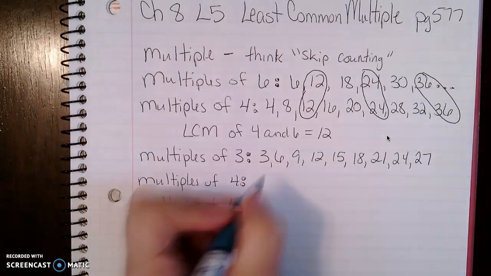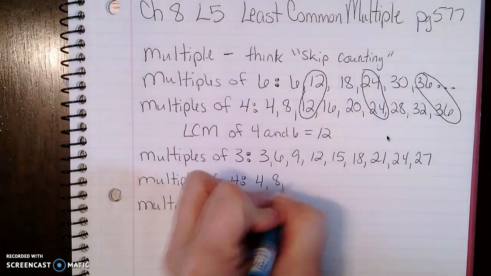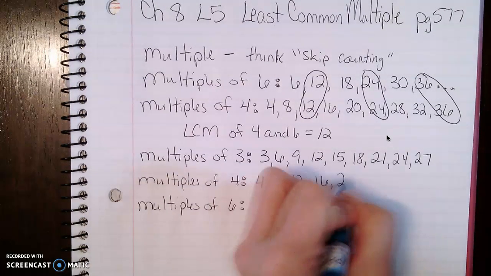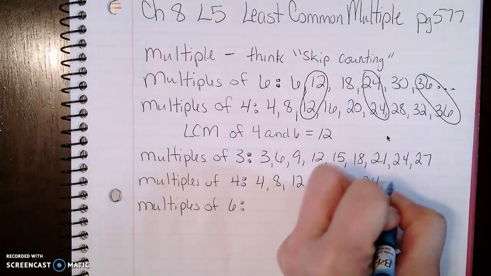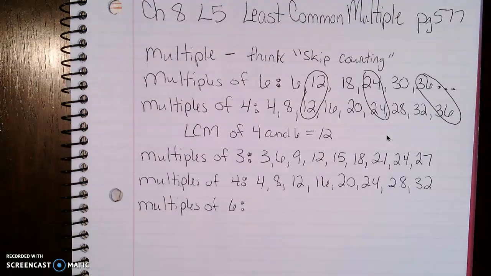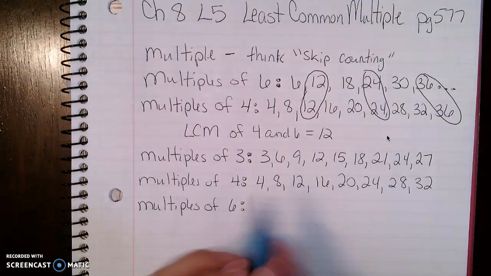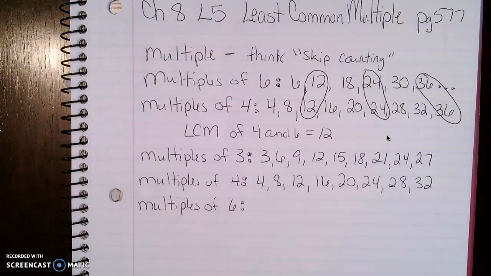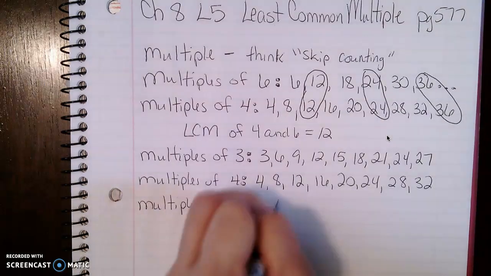So let's do 4. We have 4, 8, 12, 16, 20, 24, 28, 32, and I already have some in common between 3 and 4, and now I need to just make sure that 6 also has those in common. I can see there's 12 in common, there's 24 in common, and so now when I'm looking at this 6, I'm hoping, and maybe I already know if I'm good with my multiplication facts, I already know what it's going to be, but I'm going to list them: 6, 12.